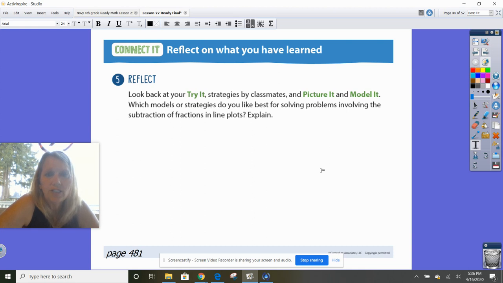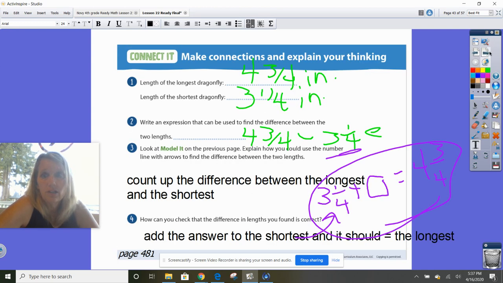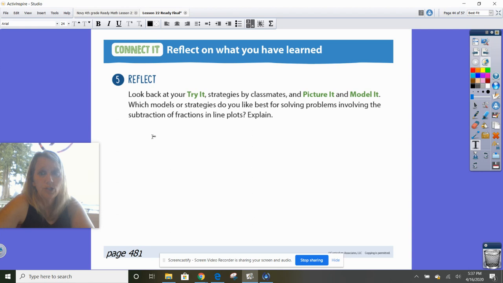Look back at your try it strategies by classmates in the picture and the model. Which models or strategies do you like best for solving problems involving the subtraction of fractions in the line plots? All right. Do you like the number line? Do you like the tape model? Do you like breaking up the numbers, decomposing the wholes with the fractions? Do you want to take it to decimals? We didn't even model that, but you could take it to decimals. Maybe I should model that one. On this last one, you just write down which one you like the best, and then just tell us why.